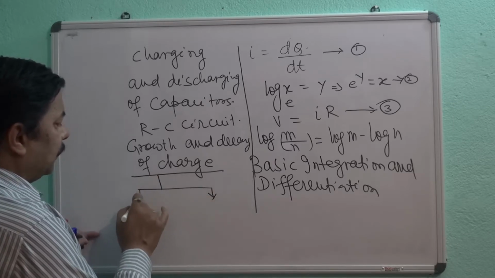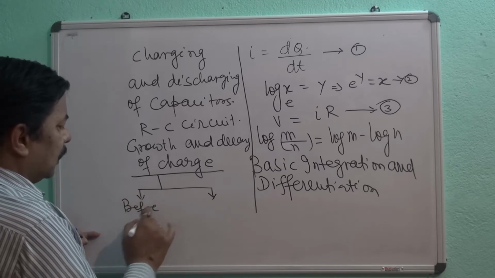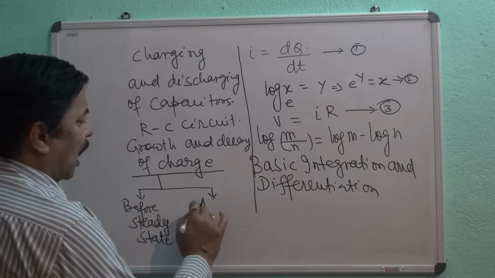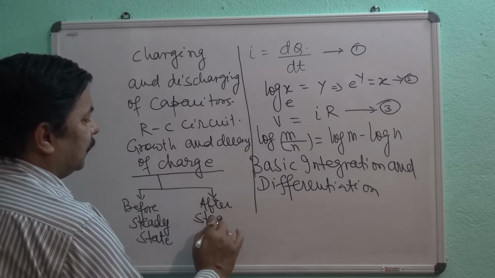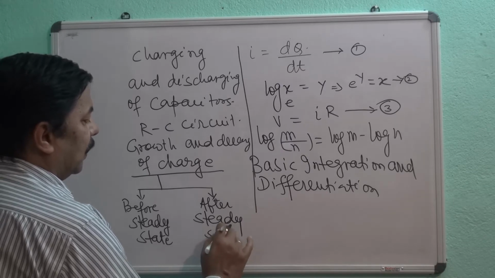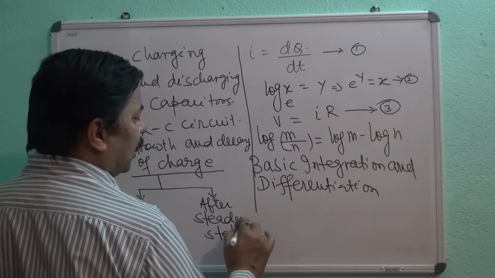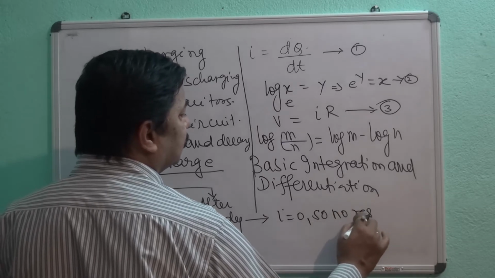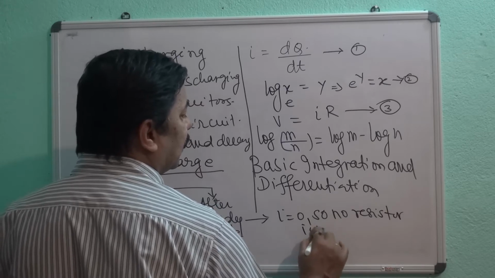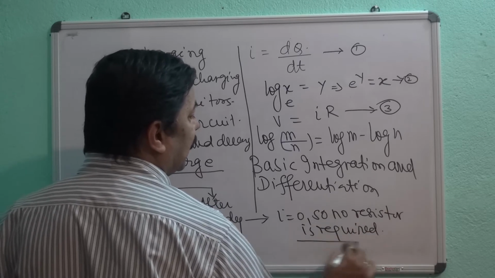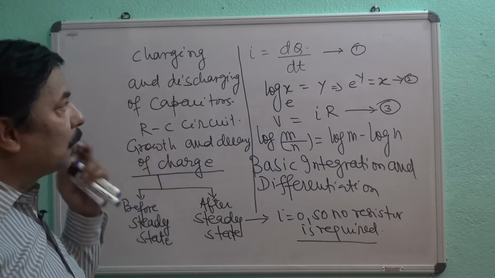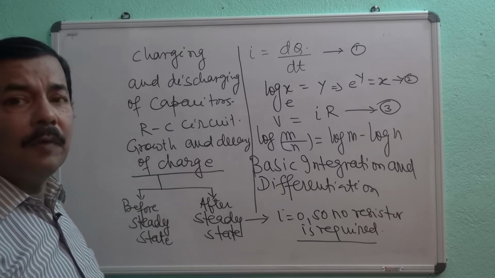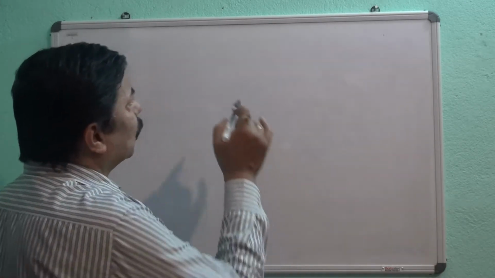under two headings. One, before steady state, and one, after steady state. After steady state, current becomes zero, I becomes zero, so no resistor is required. I will discuss it in detail in the discussion of this matter. So first note it down, and then we will proceed to understand the details of the charging and discharging of capacitors. Now I am making first the growth, that is charging.